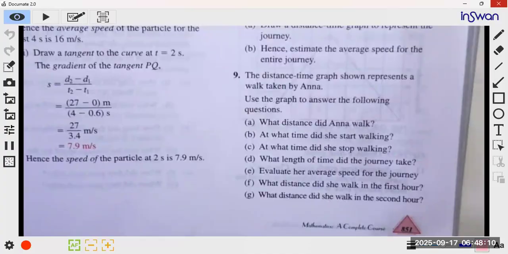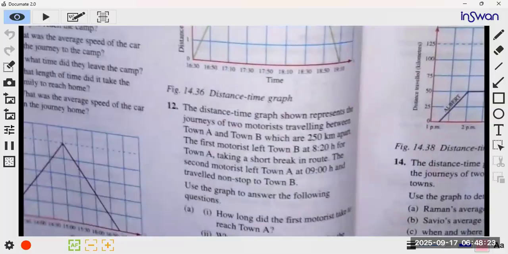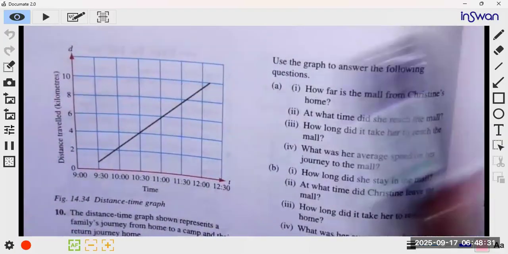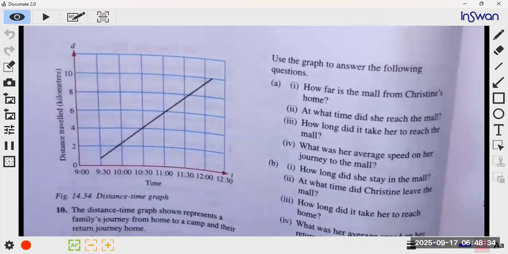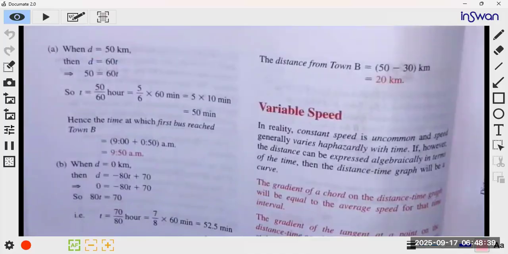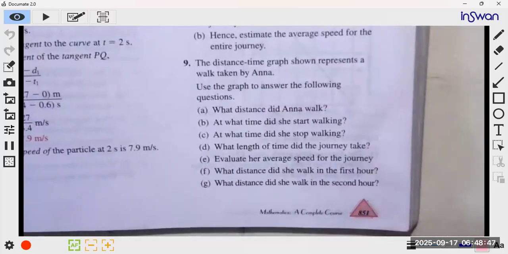So we're going with this distance time graph, right? So what distance did Anna walk? Now, where's the graph? I'll show you on the graph. This is my graph right here. See? So this is the distance line graph that Anna took. So the first question is, what distance? Okay, you all want to take down the questions? Take down the questions. This is the example 1, question 9.